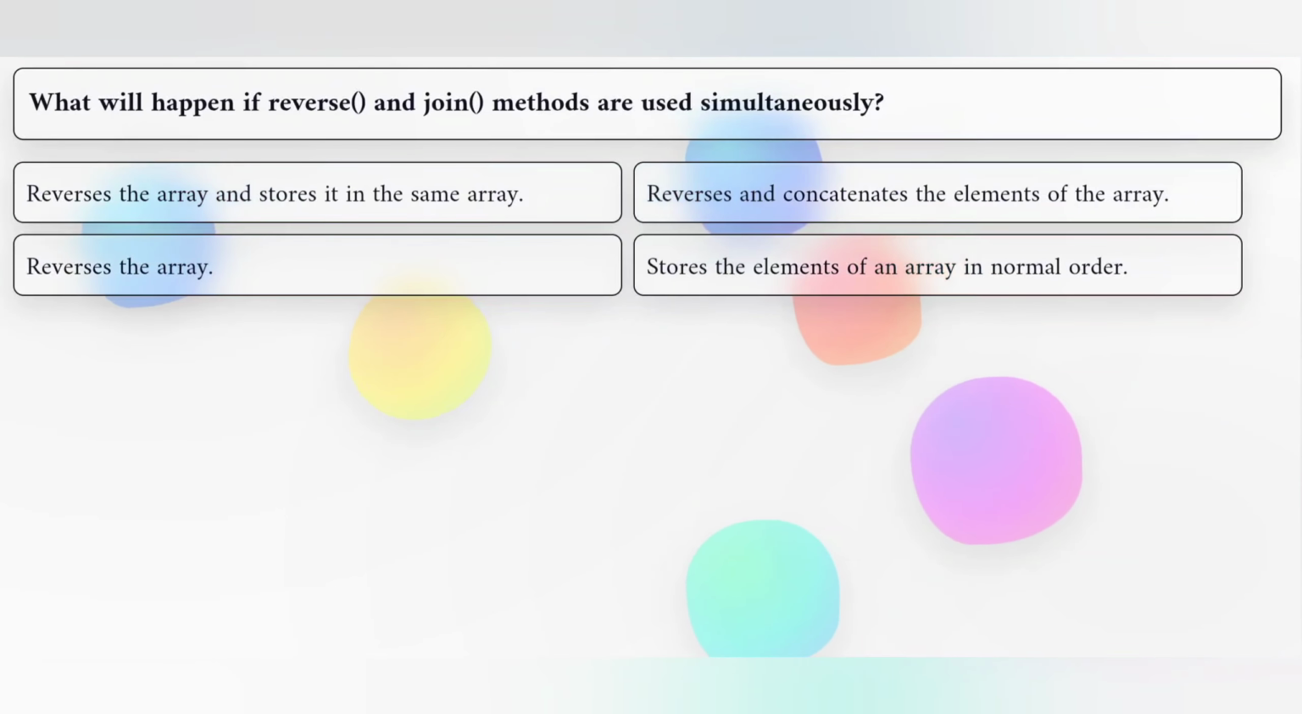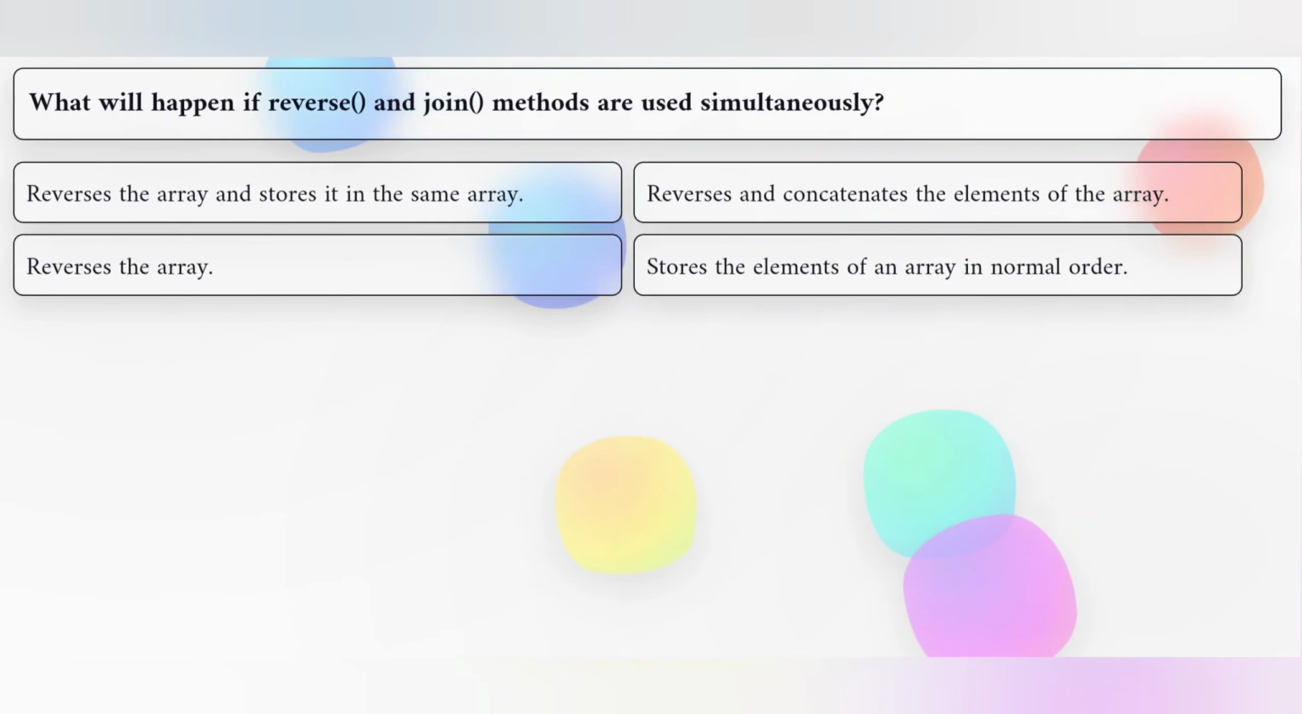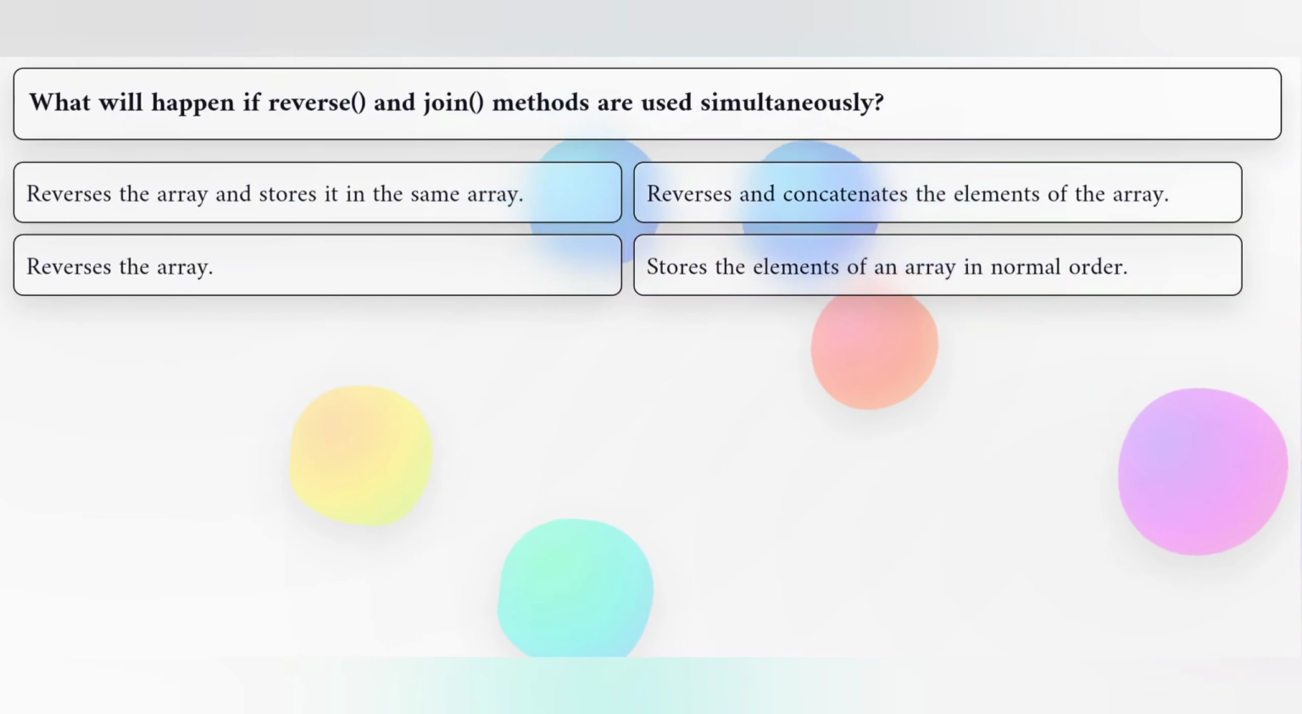What will happen if reverse and join methods are used simultaneously? Reverses the array and stores it in the same array. Reverses and concatenates the elements of the array. Reverses the array. Stores the elements of an array in normal order.